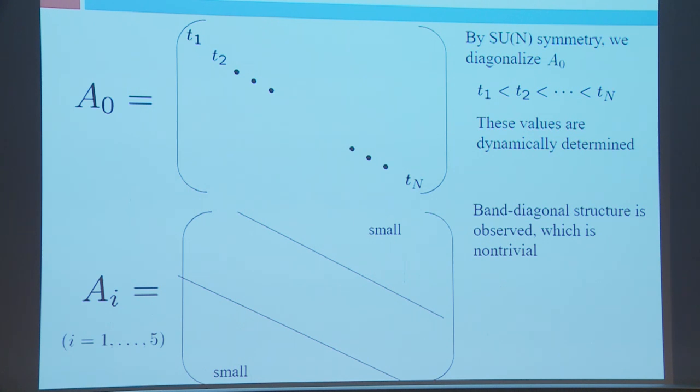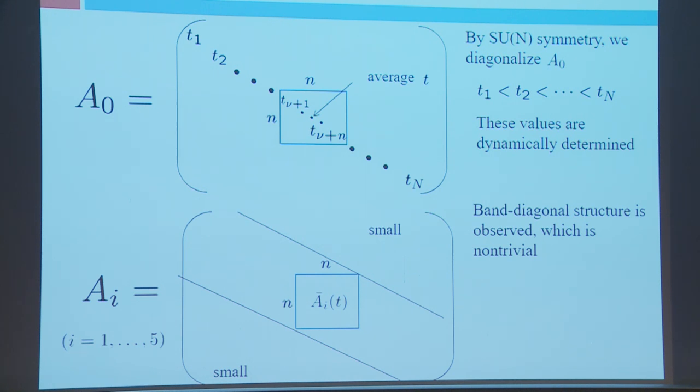Now it turns out that in this gauge, the A_i, i from 1 to 9, has a band diagonal structure, which is non-trivial. Namely, only the elements near the diagonal line are large, while the other off-diagonal elements are small.